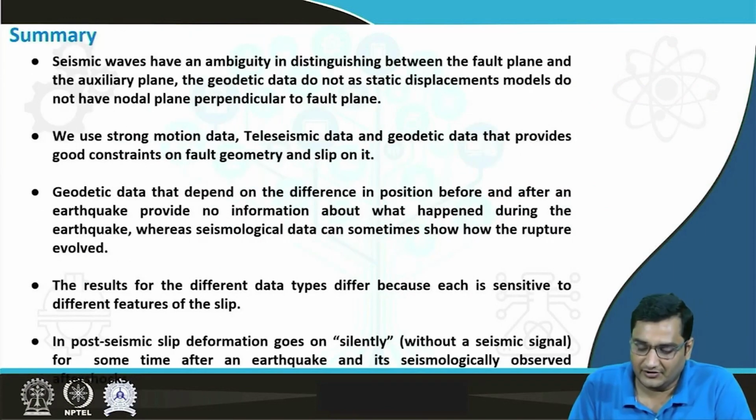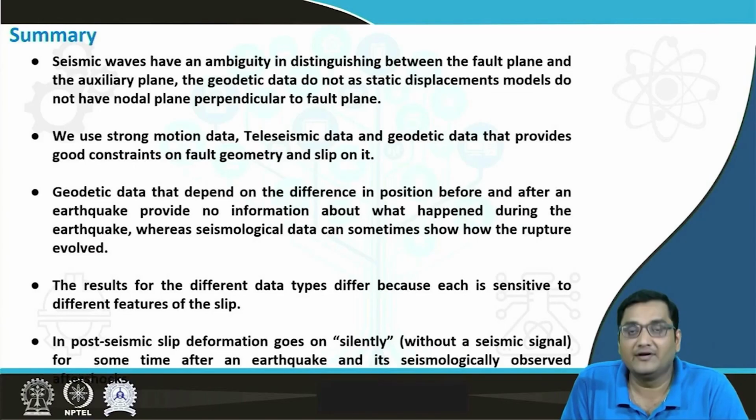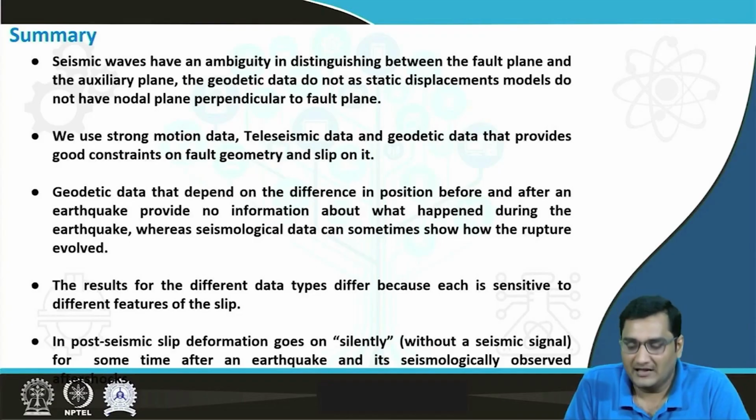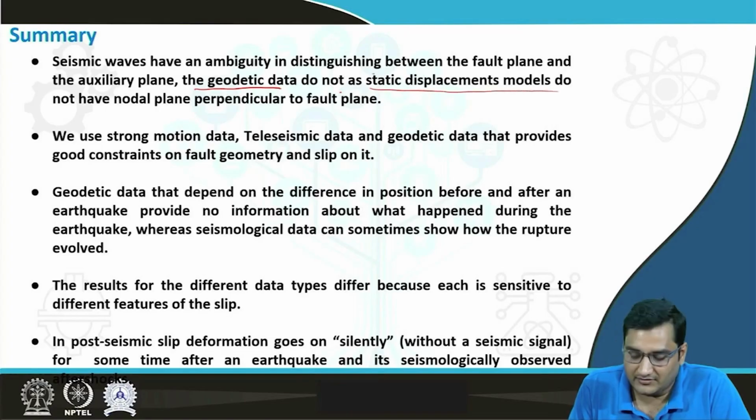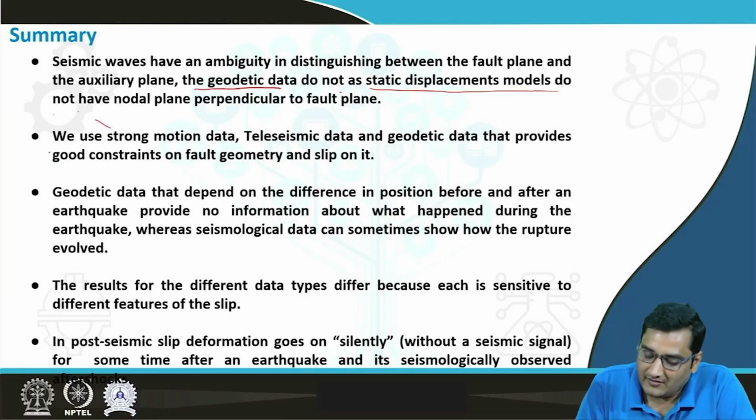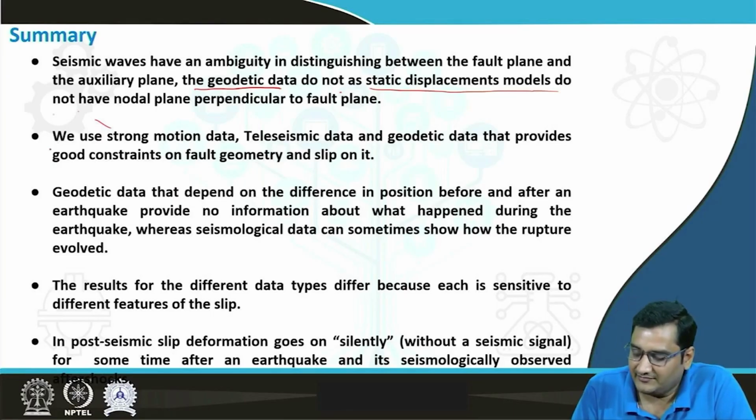This is the summary of today's lecture. Seismic waves have an ambiguity in distinguishing between the fault plane and the auxiliary plane. The geodetic data show the static displacement models and can be used to identify the nodal planes that are perpendicular to the fault plane. We use strong motion data, teleseismic data and geodetic data that provide good constraints on the fault geometry and slip on it.